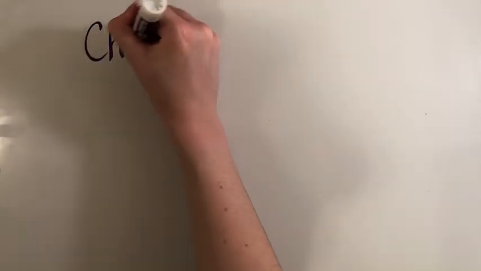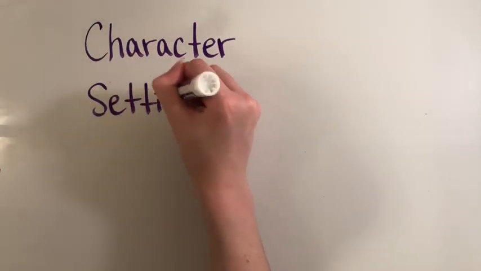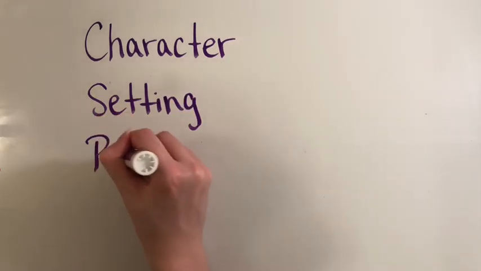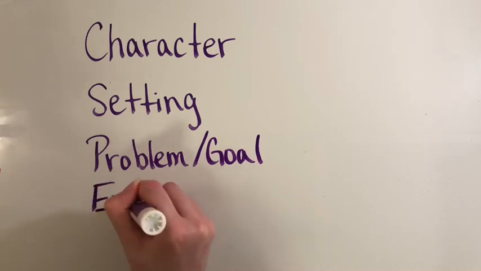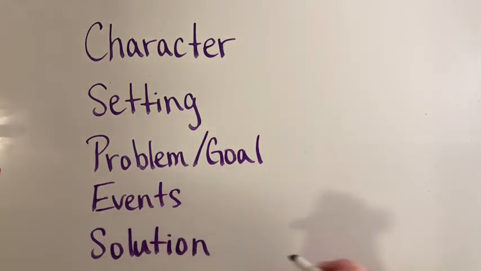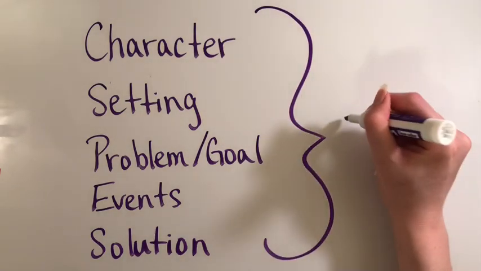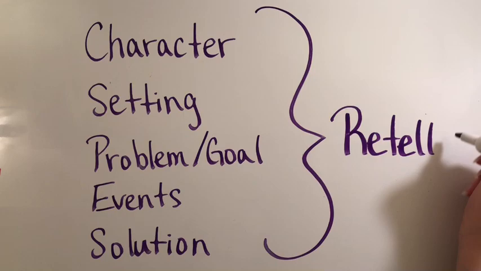We've been reviewing story elements throughout this unit. Do you remember what they are? We have characters, setting, the problem or goal, events, and the solution. These story elements are the most important parts of the story, and these are what we would include in our retell. Now, this can seem like a lot to remember, but I'm going to show you how easy it is to do with the 5-finger retell.